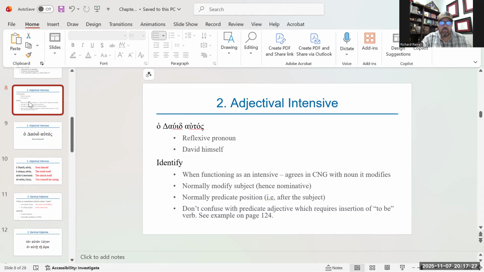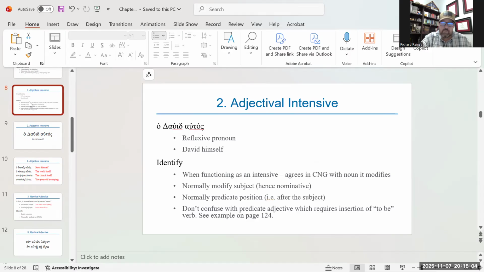So literally that sentence, the literal translation is "the David he." Now that doesn't make any sense if you just translate it "the David he." But when autos follows a noun in this way, then we call it an adjectival intensive. And you're going to translate it himself, herself, itself. So ho David autos is translated David himself.